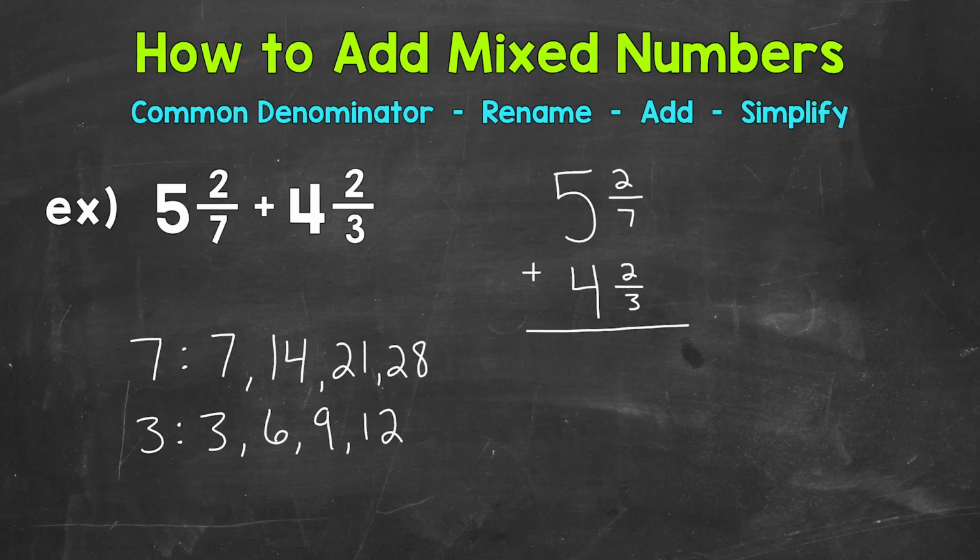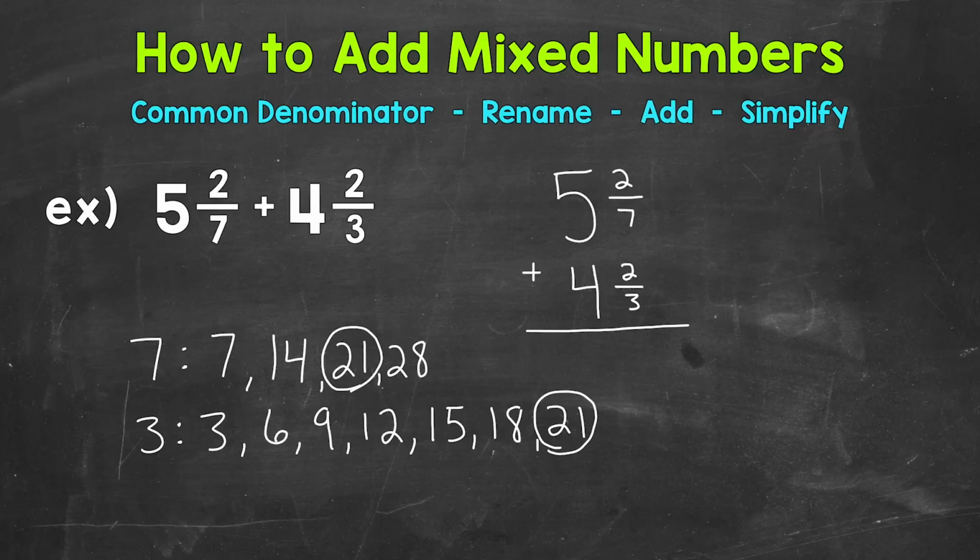So let's extend our lists. Now 7, we're already at 28. And for our multiples of 3, we're only at 12. So let's extend that list. So then we have 15, 18, still nothing in common. And then we have 21. So 21 is going to be our least common multiple, and therefore our least common denominator. So that's what we're going to use.